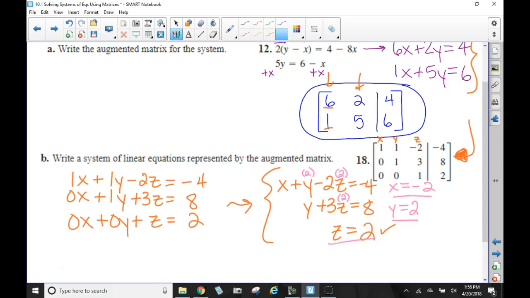That's where we're heading in this section. But we are going to use this augmented matrix to get us there so that we don't have to write all those x's and y's and z's and equal signs. We can just work with the most important part of the system, and that's all these coefficients and constants within the system. Let's see how all that works.